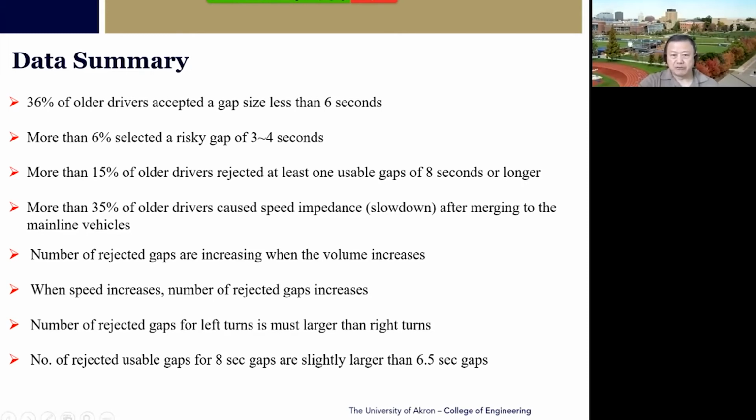And of course, more than 35% cause a speed impedance if they select a shorter gap. That will force the approaching vehicle to slow down. And we have some other observations, but then the last two points I want to mention. Left turns seem to reject gaps more than a right turn.